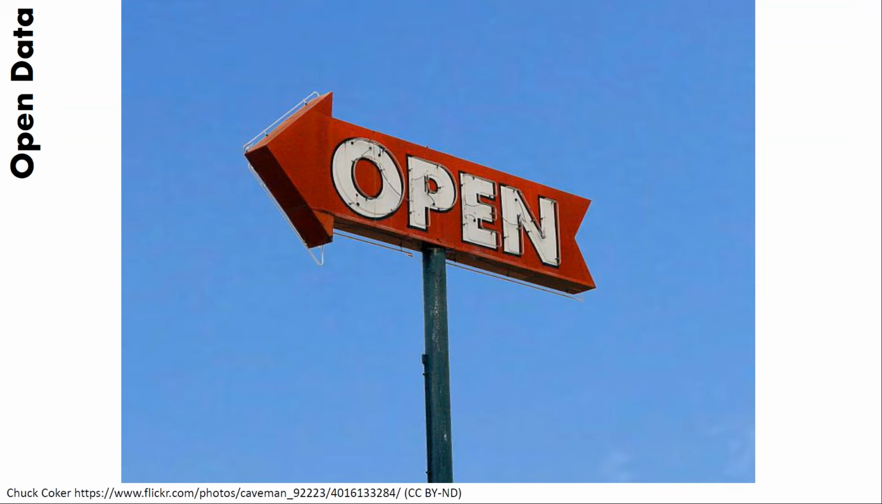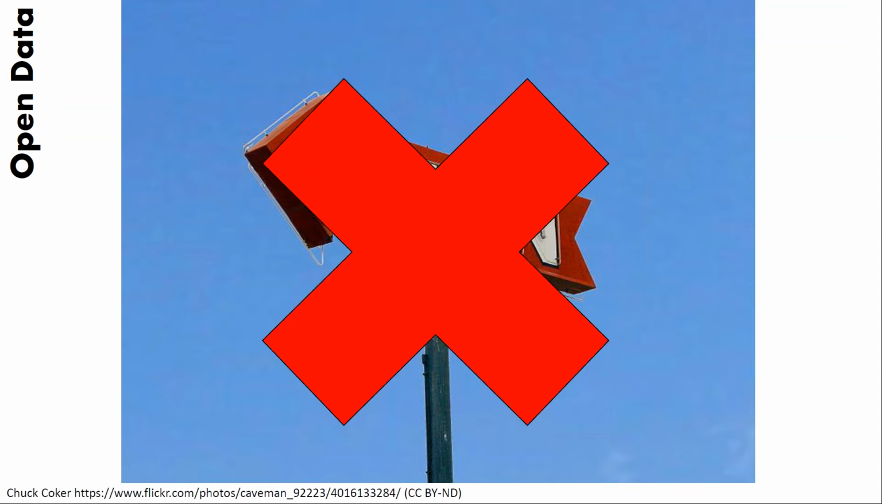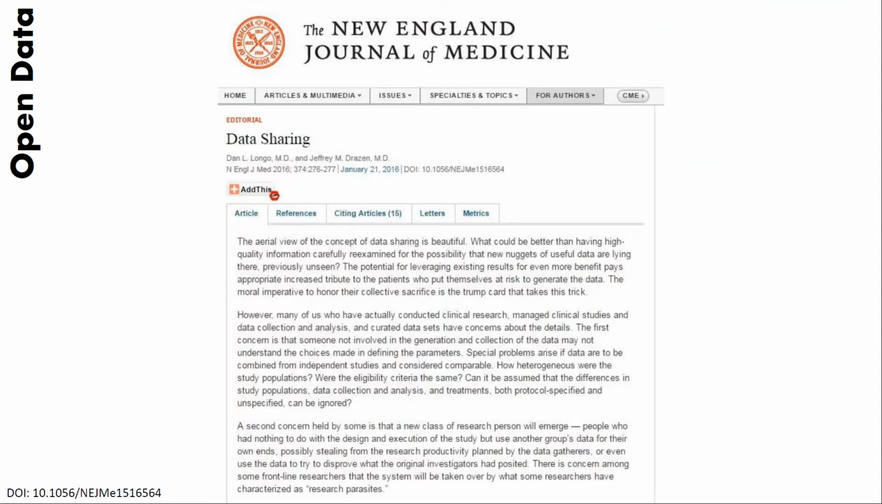But if you're familiar with open access and open data, you know, open access doesn't always go over well with a lot of researchers, and open data can be even more contentious. Let me give you an example of this, and this comes from the New England Journal of Medicine earlier this year. They did an editorial on data sharing, and this is the infamous editorial that said, anyone who wants to use my research data is basically a research parasite. They got a lot of flack for this.